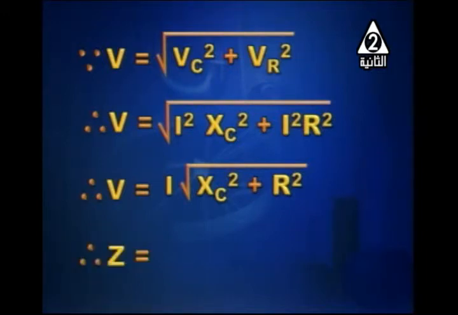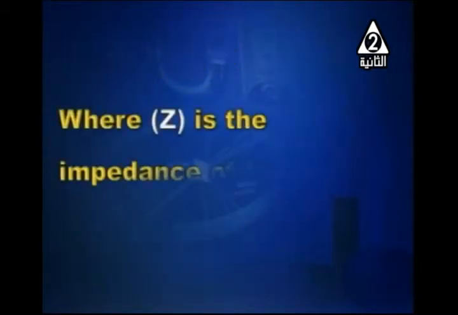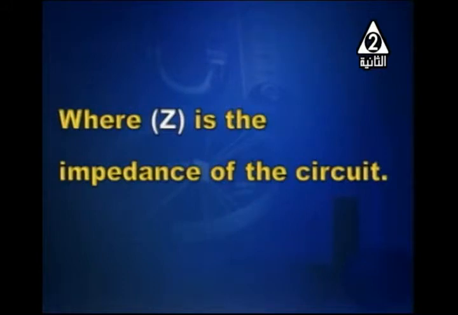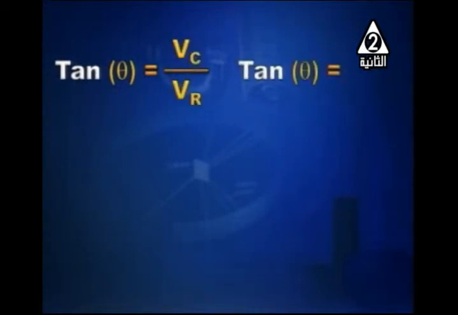In this way, we can determine the impedance, which is equal to V over I, and it is equal to the square root of XC squared plus R squared. And as I said, Z is the impedance of the circuit. From the figure, the voltage lags the current by an angle theta. We want to determine the amount of this angle. Tan theta equals VC over VR. So tan theta equals IXC over IR.